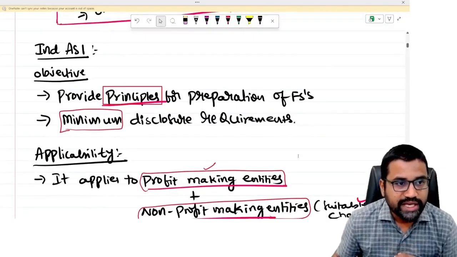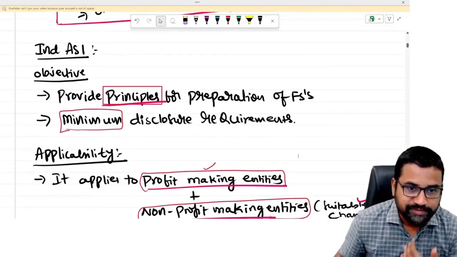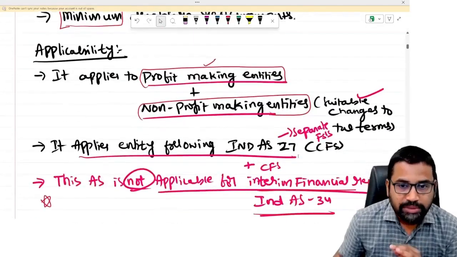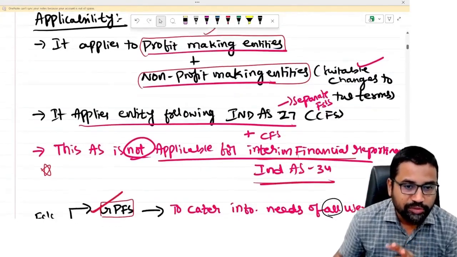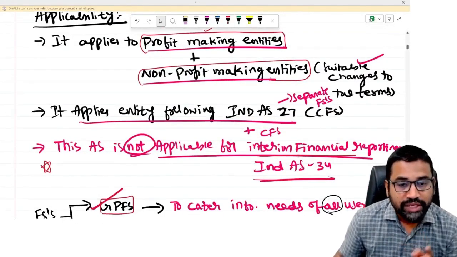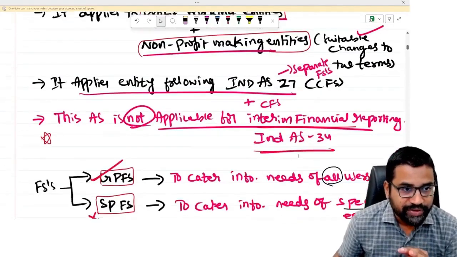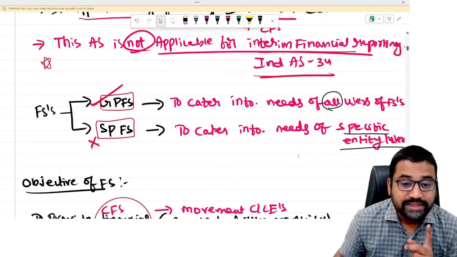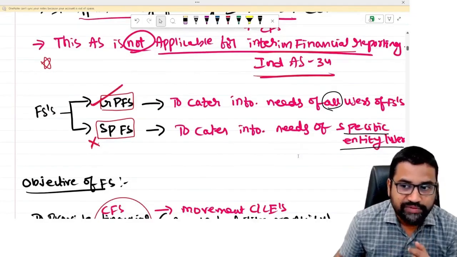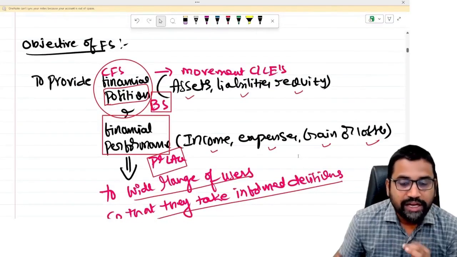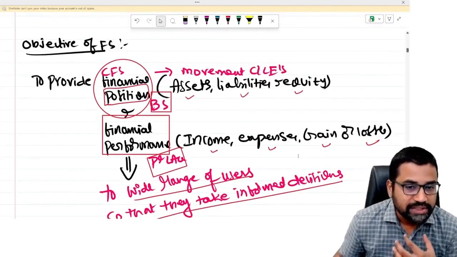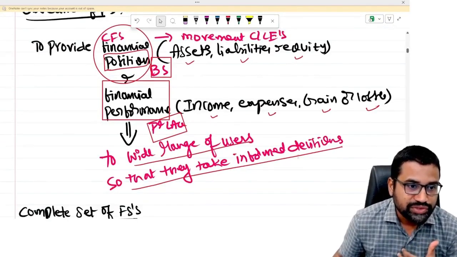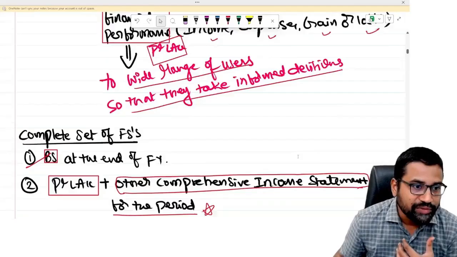First of all, what is the Ind AS objective? The objective is to provide principles for preparation of financial statements, and this is a minimum requirement standard. And applicability: it is applicable for both profit and non-profit entities, and it is applied even to an entity which is preparing consolidated financial statements. But this is not applicable for interim financial reporting. And this is applicable for general purpose financial statements, not for specific purpose financial statements. The objective of this standard is to provide financial position as well as financial performance to a wide range of users of financial statements so that they can take more informed decisions.